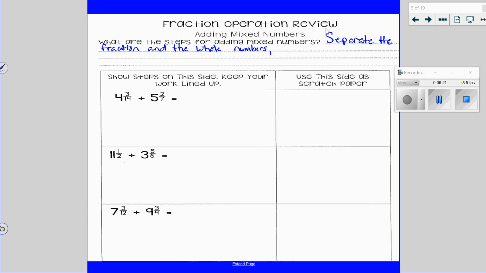All right, so the first thing we're doing is separating the whole numbers, 4 and 5, from the fractions, 3/14 and 2/7. Now what do I do? Wesley? Find the common denominator.